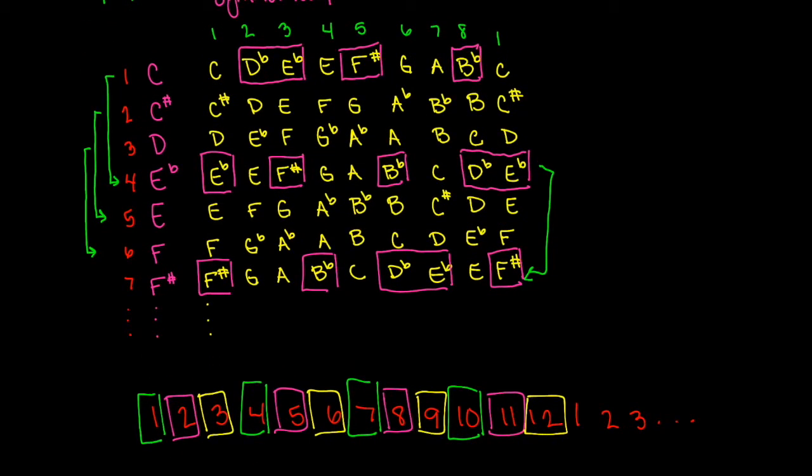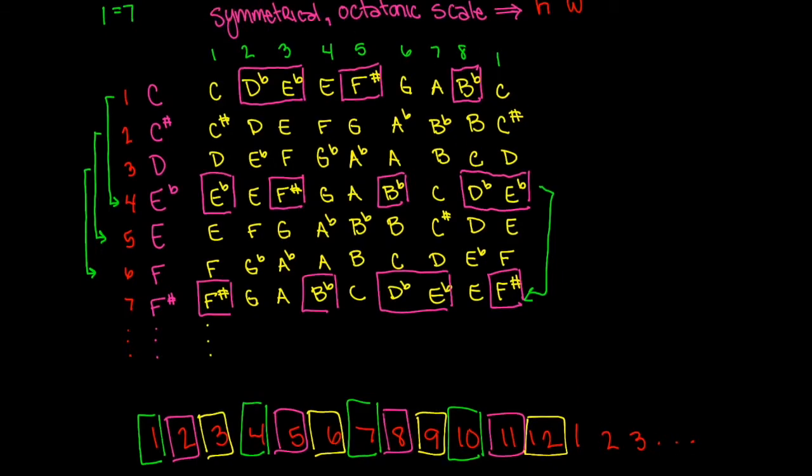That's evident from up here, because we have 1, 2, 3, repeat. 1, 2, 3, repeat. And so we can see down here, green, pink, yellow, green, pink, yellow, green, pink, yellow, green, pink, yellow. Hopefully by now you can see why this is a symmetrical scale.